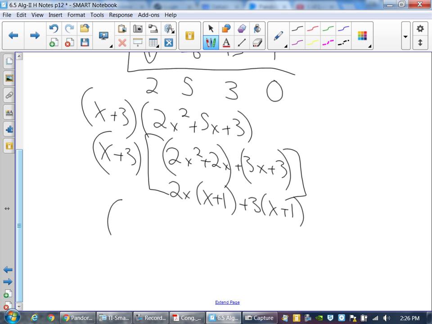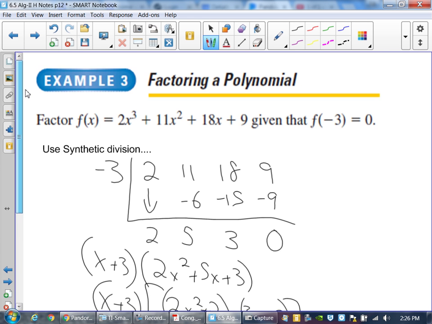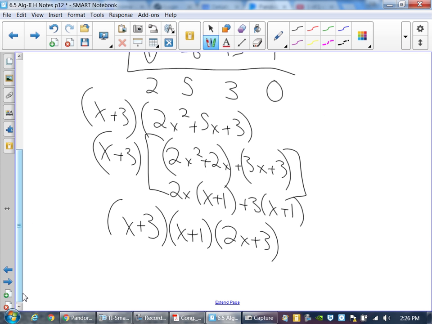So you have three terms, x plus 3, x plus 1, and 2x plus 3. Did it say factor or find all the zeros? I think it said find all the zeros, didn't it? Oh, okay. Factor. Well, we could probably find all the zeros then. What are your zeros? Well, we've got one at -3, -1, and -3/2. There you go. Factoring via synthetic division is ridiculously fast and efficient. Okay, it's very efficient, especially when they give you a zero to start with.